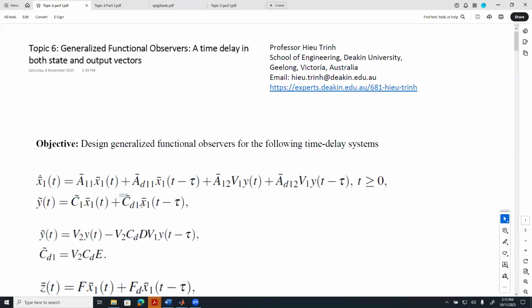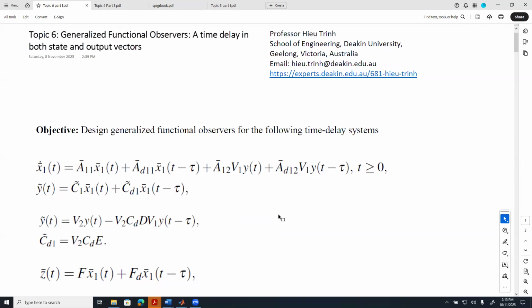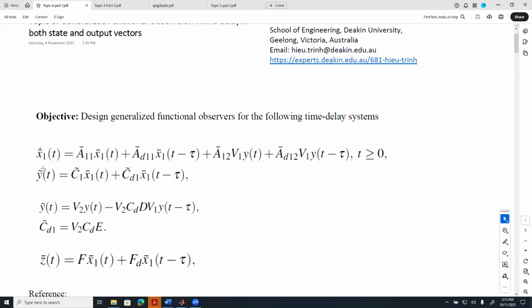Now, this time delay system has this extra delay term in the output measurement vector. Okay, so we have this extra term in there. And the output measurement vector, we call it y tilde. And y tilde is a function of the instantaneous output measurement, the linear combination of the output measurement vector, and its delayed output measurement vector.